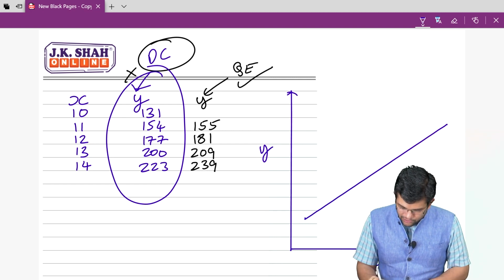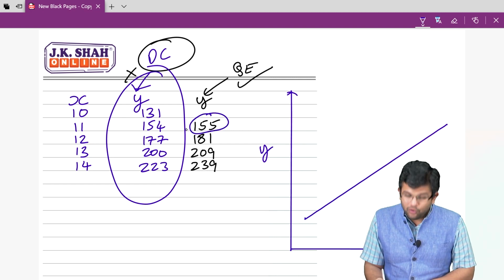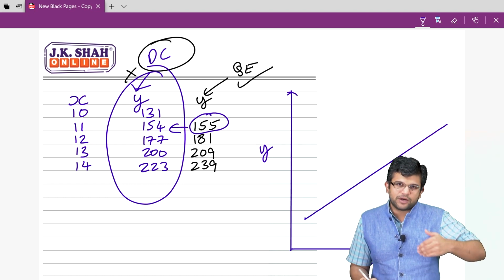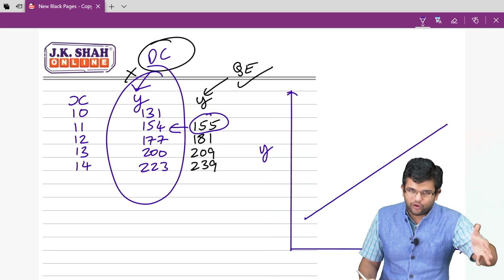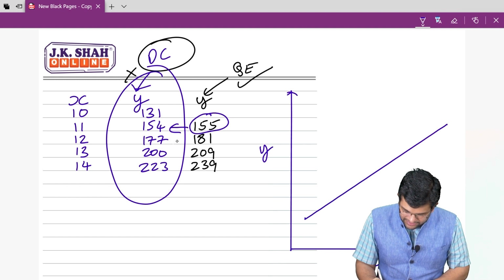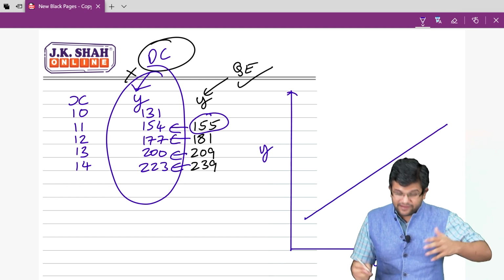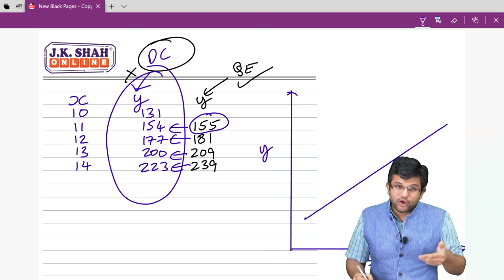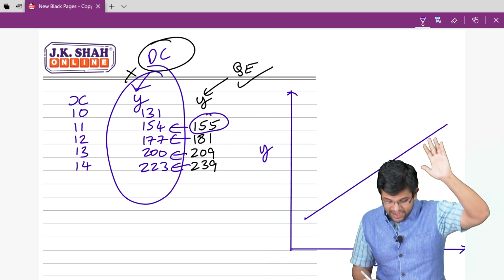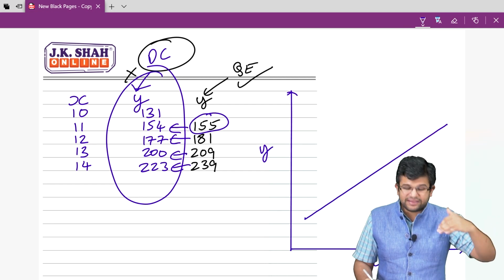And the actual, can you see that y is slightly above the derivative y? That means according to derivatives, the y should be 154, but the actual is 155. Then can you see the gap is slightly increasing? 177, but reality is 181. 200, but reality is 209. And then, children, 223, reality is 239.